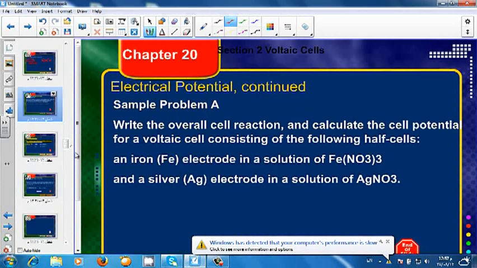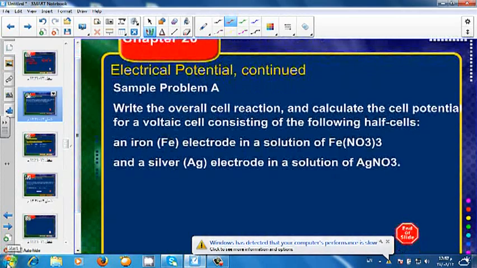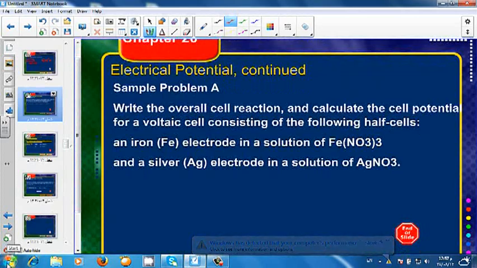Let's read the sample problem here that we have. Write the overall cell reaction and calculate the cell potential for the Voltaic cell consisting of the following half cells: iron electrode in solution of iron nitrate, Fe(NO3)3, and silver electrode immersed in silver nitrate solution.